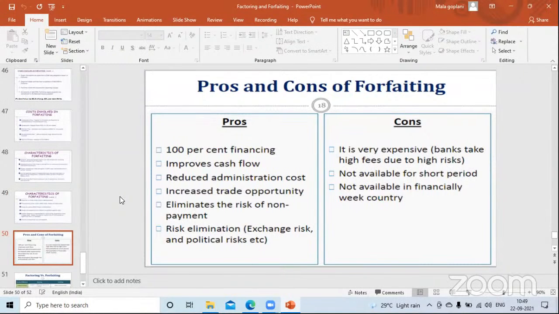Are you getting my point? Now we are not supposed to transact with China, right? And if you're doing it, then the forfeiter will not take the responsibility. Matlab, forfeiting services are not available only.